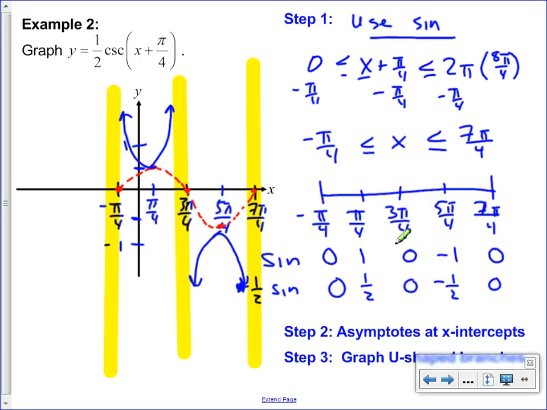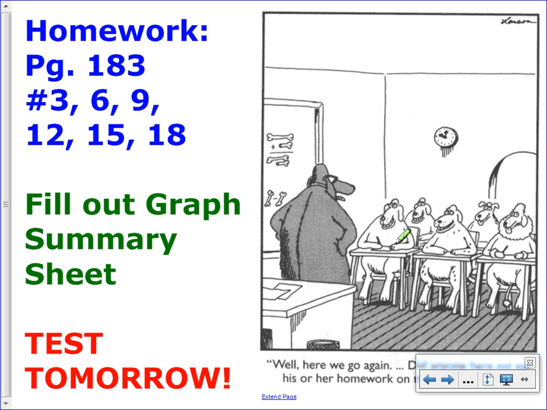All right. Here's what I want before you leave today. I want these 6 questions. Just those 6 questions. I'll go back and say it. Here we go. Just do 3 to 18 by 3s. Make sure you fill out that cheat sheet before tomorrow, because your test is tomorrow.